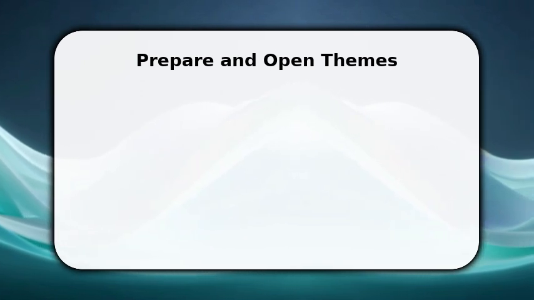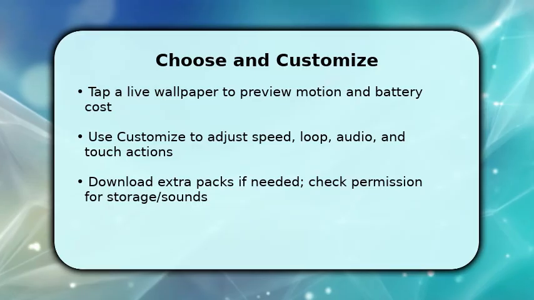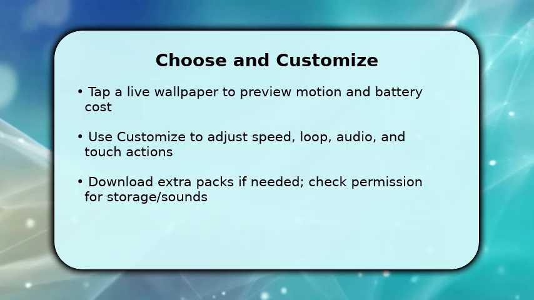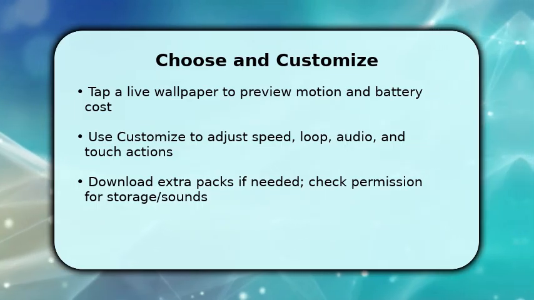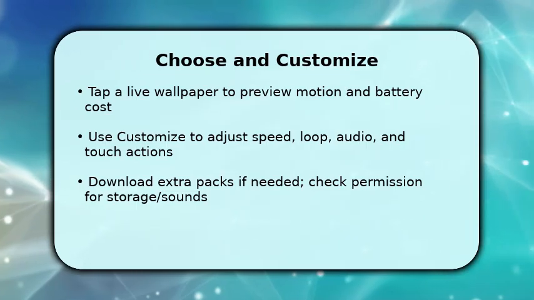You tap a candidate wallpaper to preview its animation and estimate battery impact. This quick check avoids surprises. Then use Customize to tweak animation speed, loop behavior, touch reactions, and whether audio plays. These settings control experience and power.